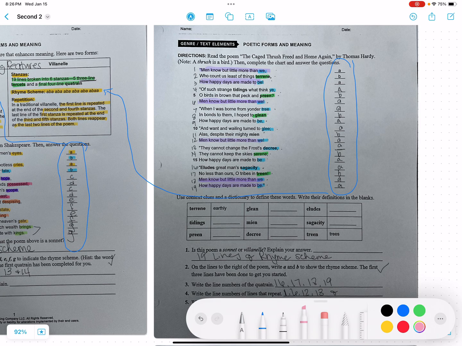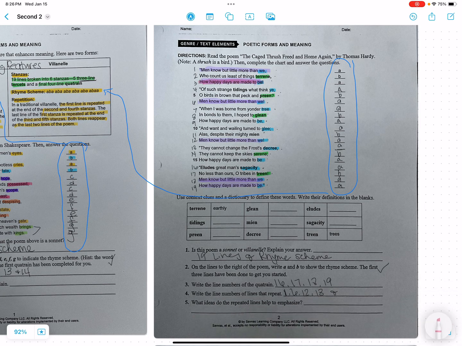Okay. How happy days are made to be. Line 3. Line 9. How happy days are made to be. Line 15. How happy days are made to be. And line 19. Oop, I messed up. It should just be those. Oh, that's my bad. I didn't put a comma there. So lines 1, 6, 12, and 18 repeat. And lines 3, 9, 15, and 19 repeat.